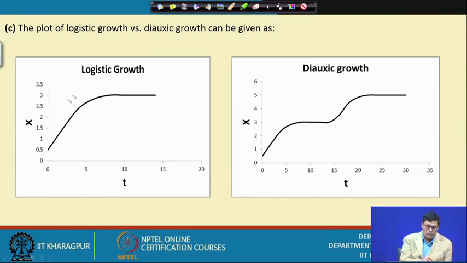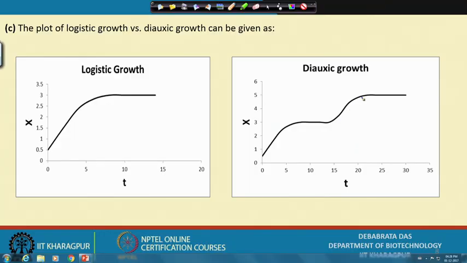Usually the logistic growth is like this, that exponentially grows with respect to time. But in diauxic growth, I told you that if the media comprises more than one carbon source, some of the organisms have the characteristic that until and unless the first carbon source is fully utilized, the other carbon source cannot be utilized, due to the nature of metabolism of the particular organism. So this is the nature of diauxic growth.